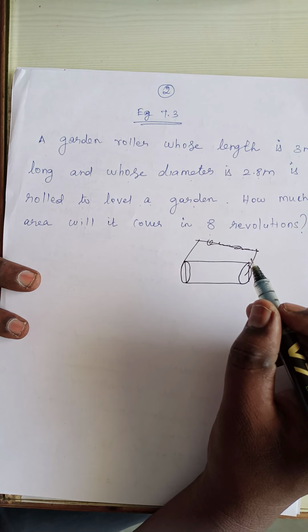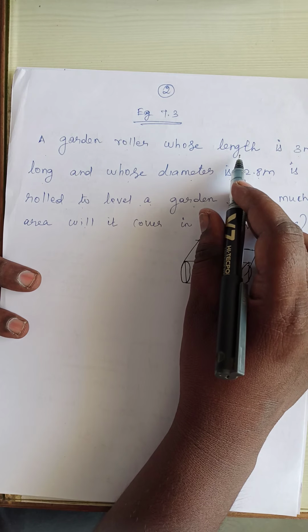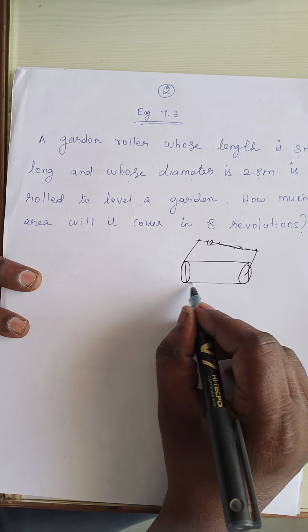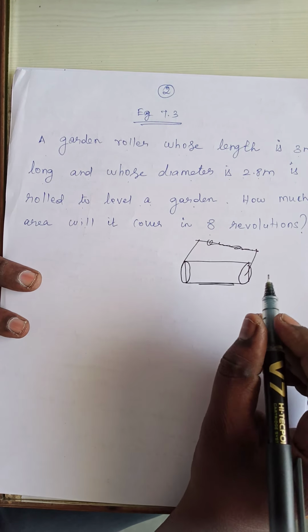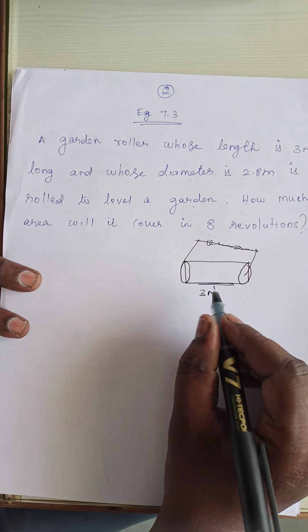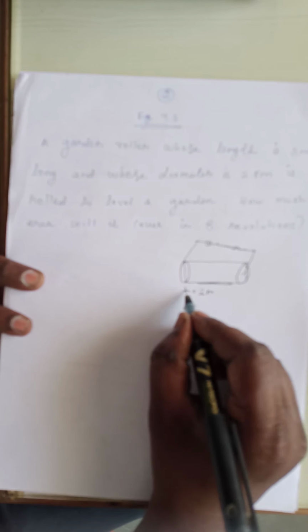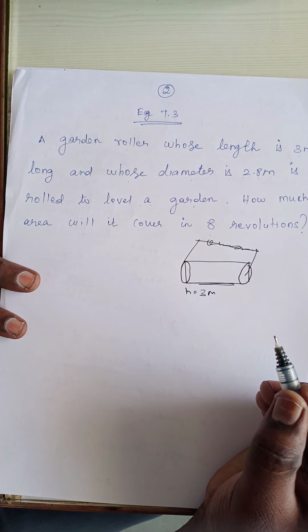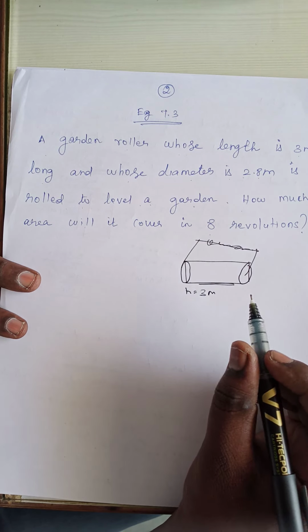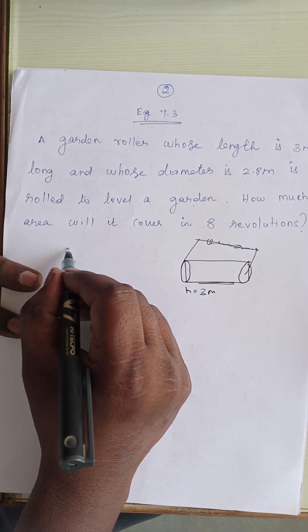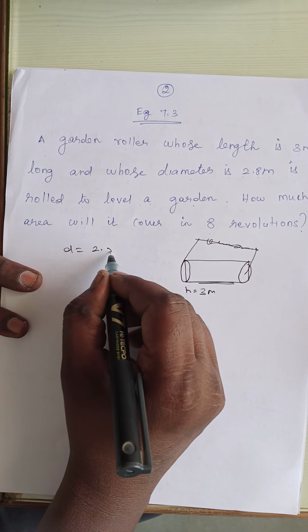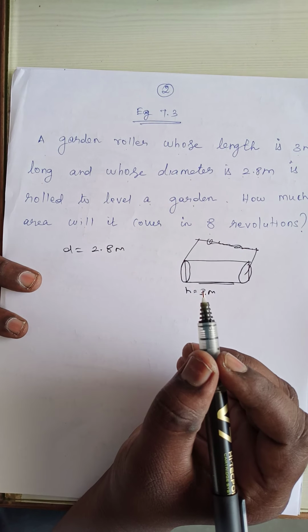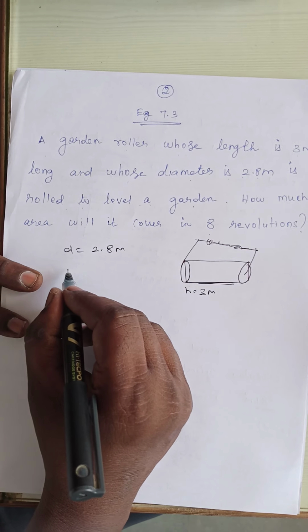So what is the first one? Length. We can identify that one. Height will be 3 meter. Yes, this one, 3 meter. H equal to 3 meter. Then the diameter will be given. Diameter D equal to, what is the value? 2.8 meter.